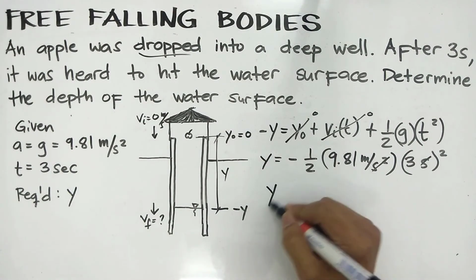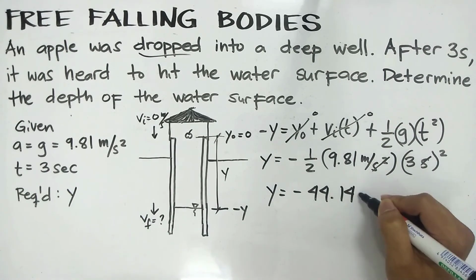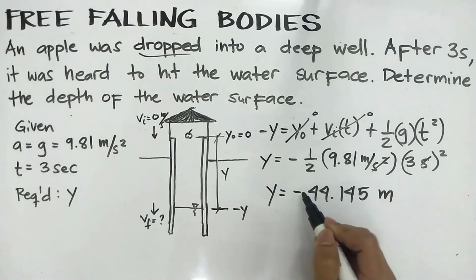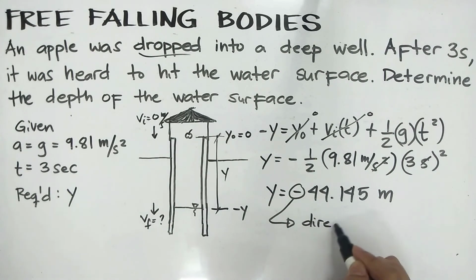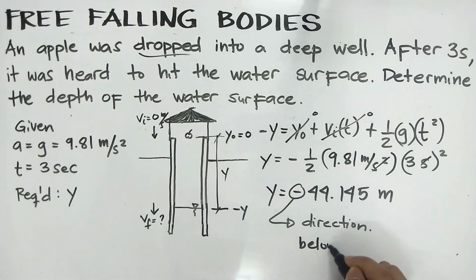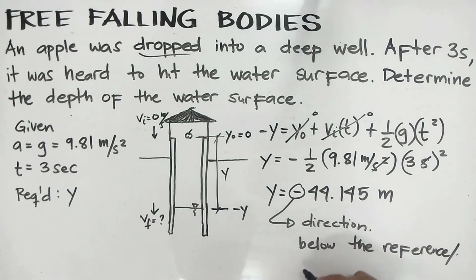The depth of the water is equal to negative 44.145 meters. The negative is just considering the direction, meaning it is below the reference point or initial position of the object. So that is how you solve free-falling bodies.